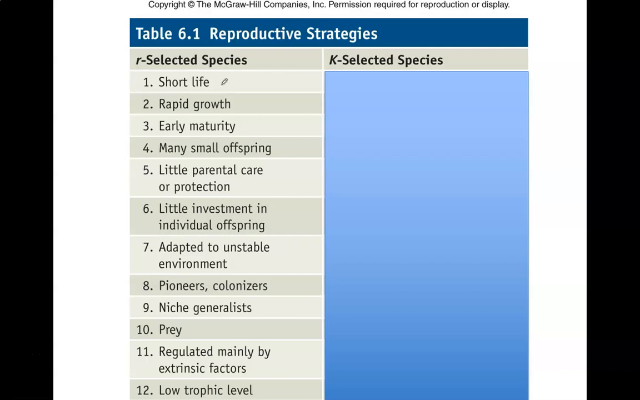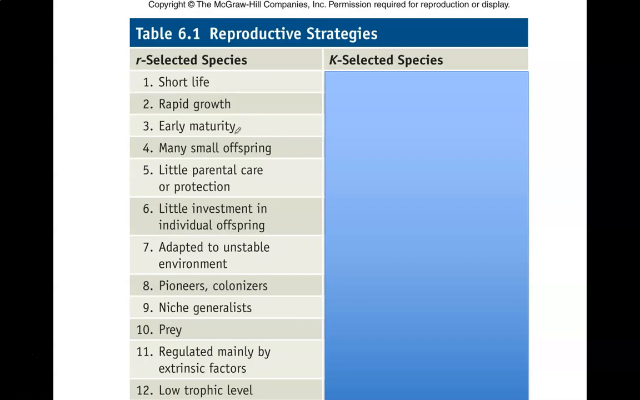So R-selected species, they are going to generally have a short lifespan. So they're not going to live very long. We're talking hours to maybe a couple of years. Because they have that short lifespan, they're going to have to grow quickly and mature early. So they're going to have to be able to reproduce very early in their lifespan. So we're talking about like mice. Mice are able to reproduce after only a couple of months after they're born. And they grow very quickly. If you've ever seen a baby mouse, they start off very tiny, but very quickly they turn into full-size mice.